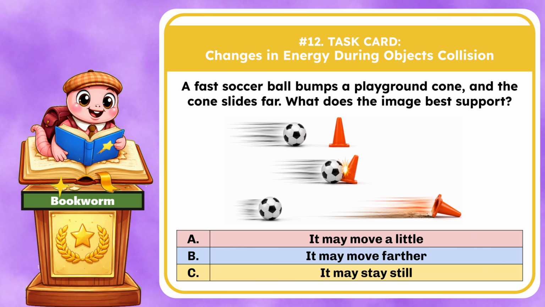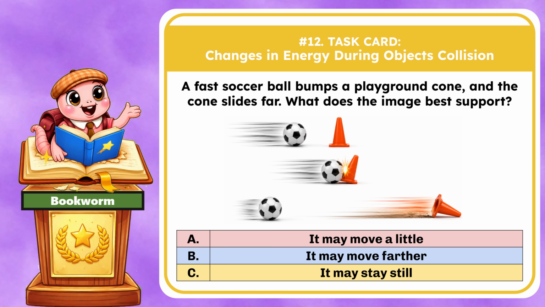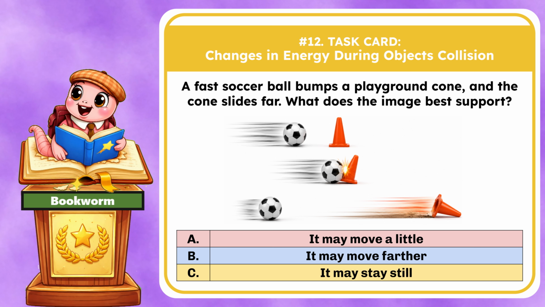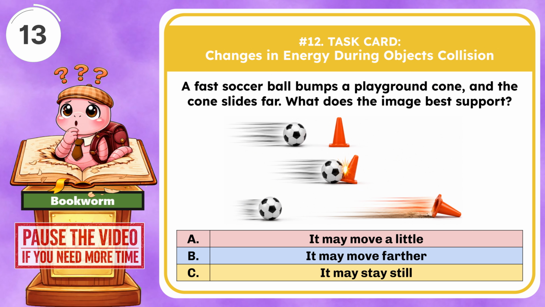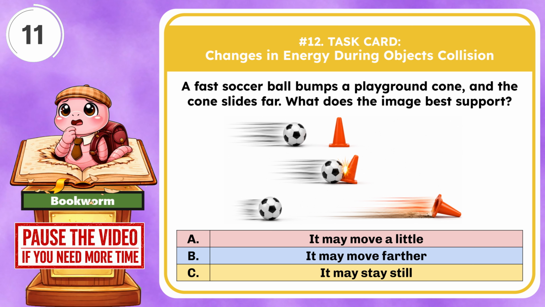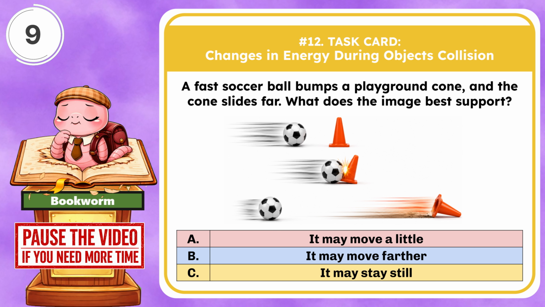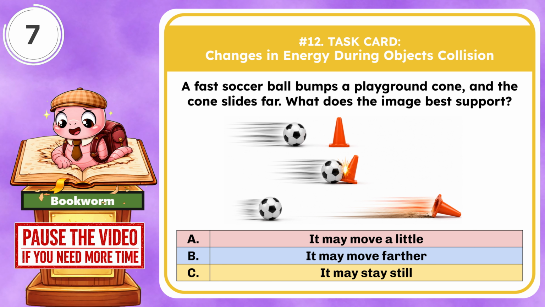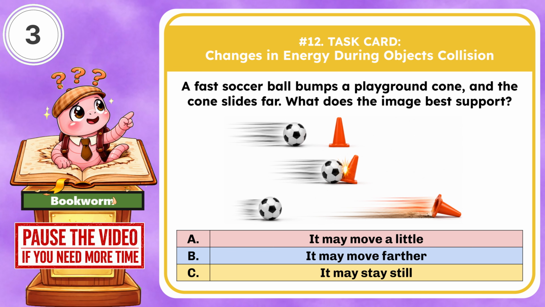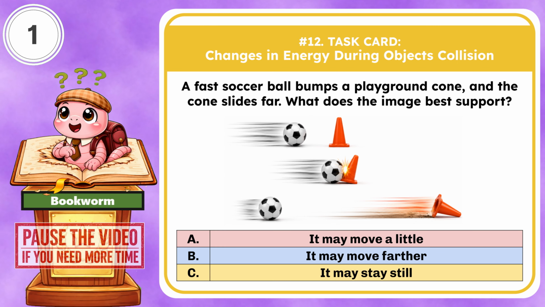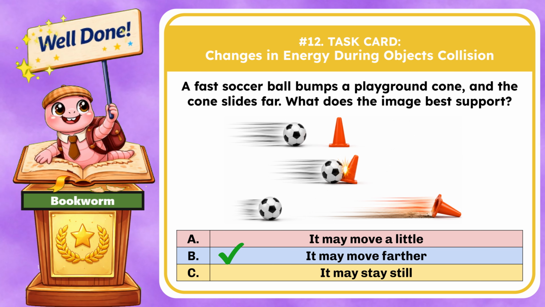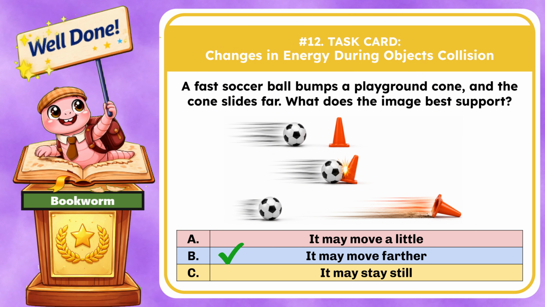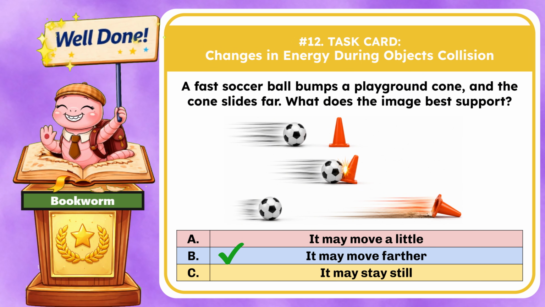A fast soccer ball bumps a playground cone, and the cone slides far. What does the image best support? And the correct answer is letter B. It may move farther.